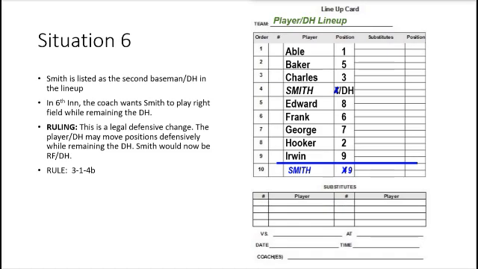In situation 6, Smith is listed as the second baseman DH in this player DH lineup. In the sixth inning, the coach would like Smith to go from second base to right field and for the right fielder to come in and play second base. This is a completely legal defensive change. Smith is still his own DH regardless of where he plays on defense. He may move around anywhere on defense, and he remains his own DH. He would simply, in this case, be the right fielder DH, still retaining his player DH status.